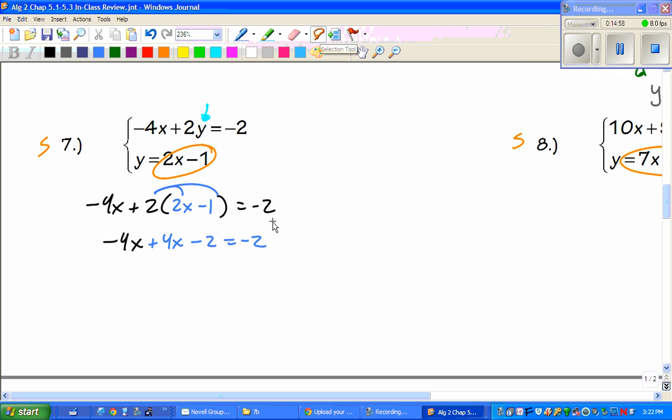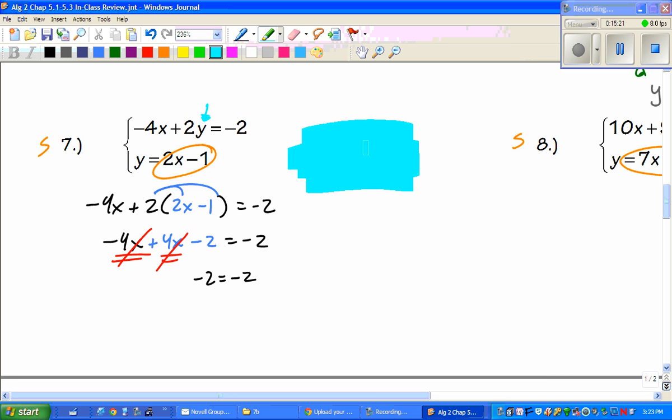We didn't change those, so I'm going to write those in black. So equals -2. Okay, so now when we combine like terms, -4x and 4x, well, those cancel out. And then we're left with -2 equals -2, which is a true statement. And if we have a true statement, that means our answer is infinite solutions.